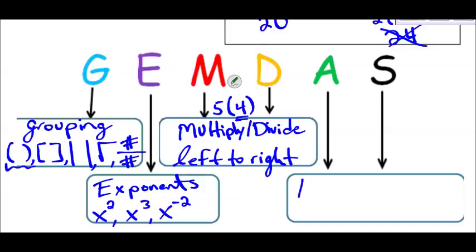And the final two are adding and subtracting. Again, those are in the same box because we're talking about those together. Adding and subtracting are on the same level. You have to perform those from left to right.